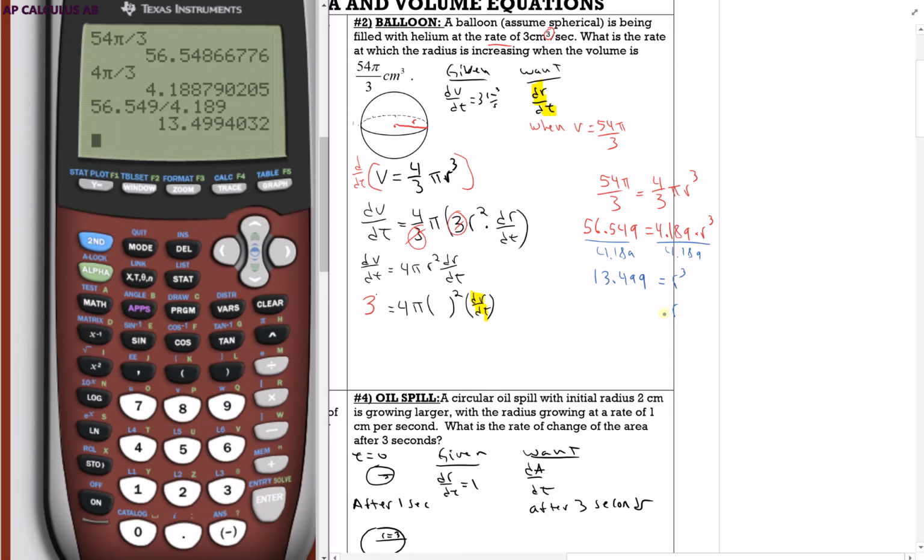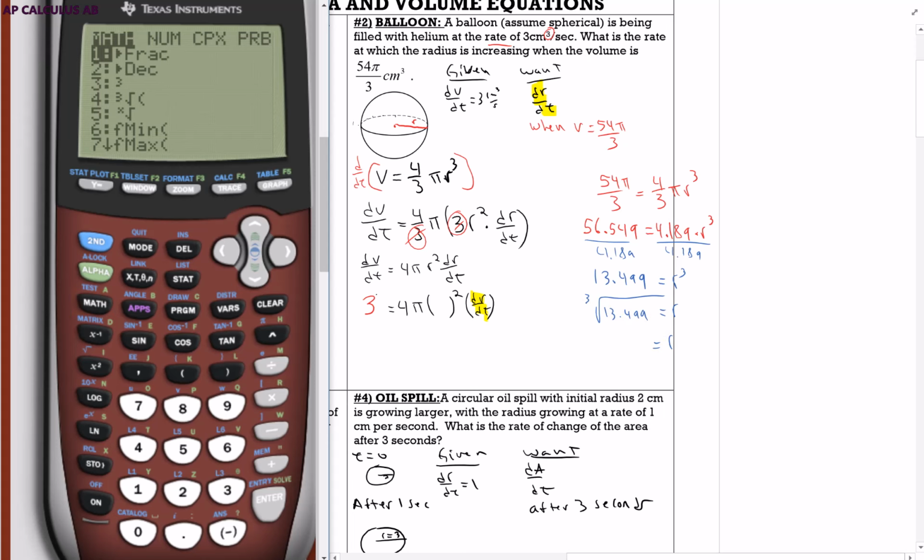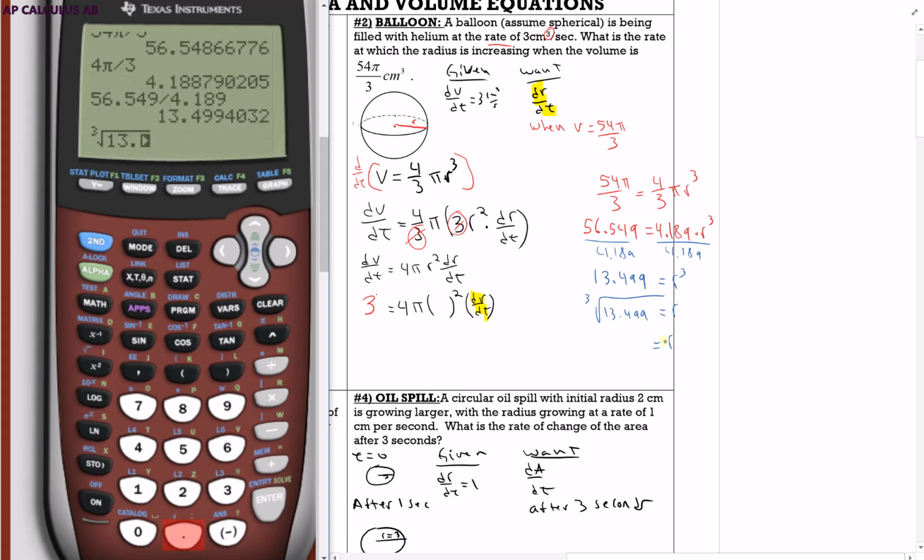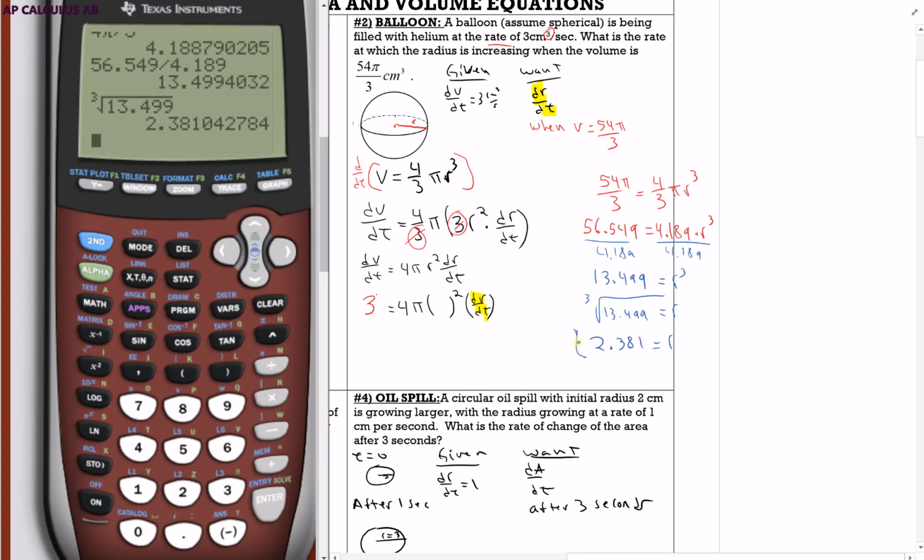I take the cube root of both sides. We're going to take the cube root of 13.499. If you don't know how to get the cube root on your calculator, you press math, and you can see it as number 4 on there. So the cube root of 13.499 is going to give me 2.381. So that can be my r. But again, that's not the answer, so maybe I shouldn't box it because that's kind of confusing to some people. I'm not going to box it.